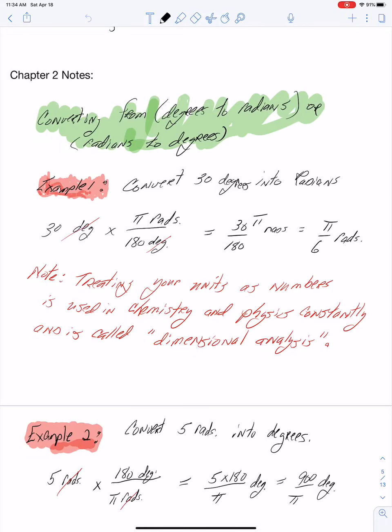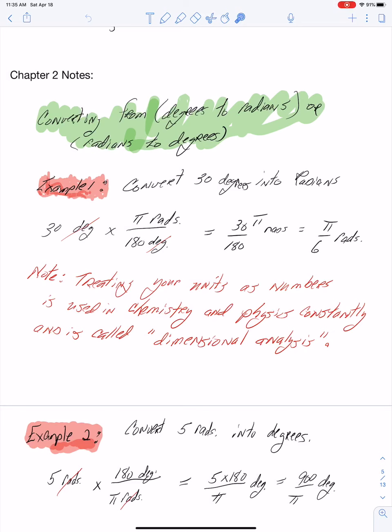Here are some notes dealing with Chapter 2. Okay, so the first thing we looked at in Chapter 2 was converting from degrees to radians or radians to degrees. And I gave you a couple of ratios that you could multiply by, but now I'm going to show you how it makes sense, hopefully, right?